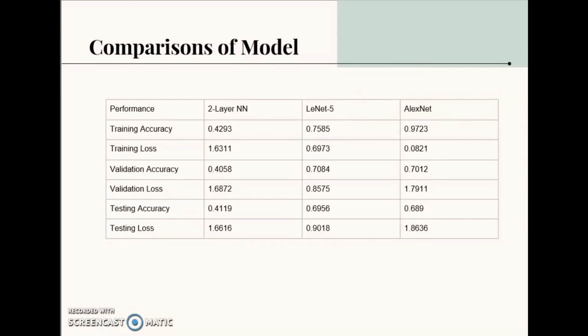Okay, so I'll be talking about the comparison of the models for task 3, which is between task 2 and AlexNet. So as you can see, the training accuracy of AlexNet is the highest, which is 0.9723. But unfortunately, it has lesser testing accuracy where it falls below LeNet-5, where AlexNet is 0.689, but LeNet-5 is 0.6956.